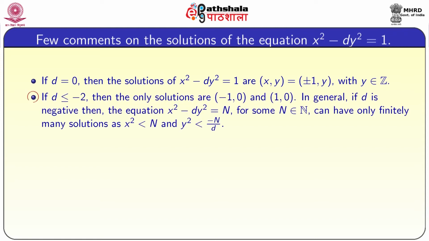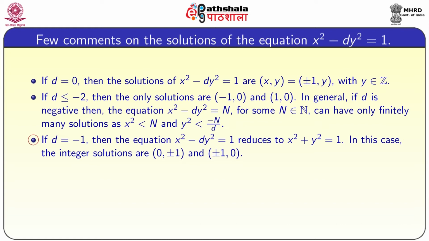If d is less than or equal to minus 2, then the only solutions for the Pell's equation are (minus 1, 0) and (1, 0). In general, if d is negative, then the equation x square minus d y square equal to n for some n belonging to N can have only finitely many solutions, as x square has to be less than n and y square is less than minus n by d.